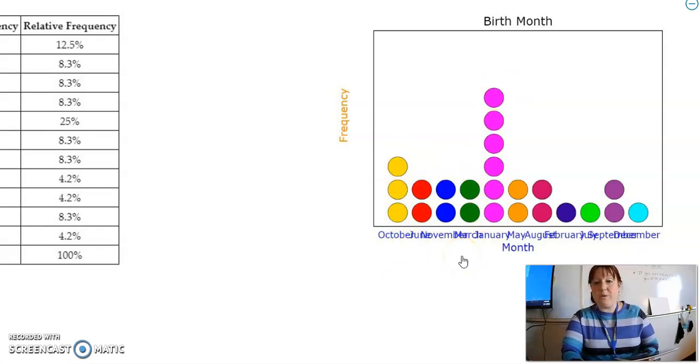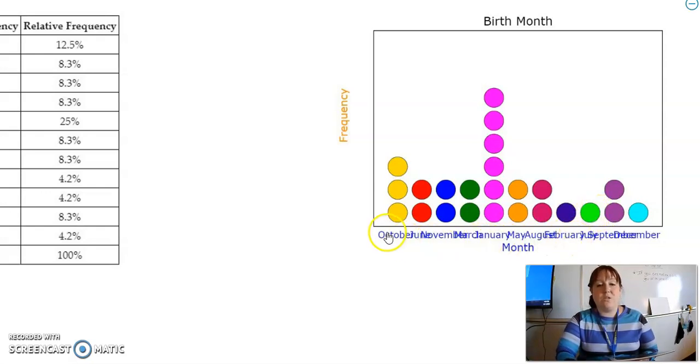This one is another great way to display categorical data. The interesting thing about a dot plot is this one can also display quantitative data. So we're going to use it to display quantitative data later as well. But you can definitely use this for categorical data. You just put a dot by each person.